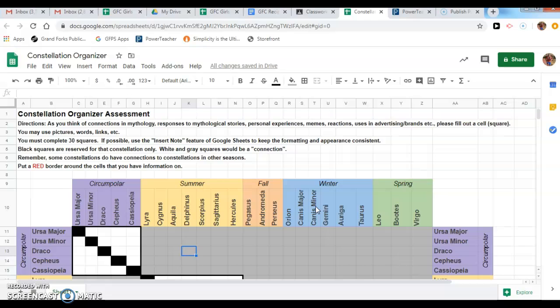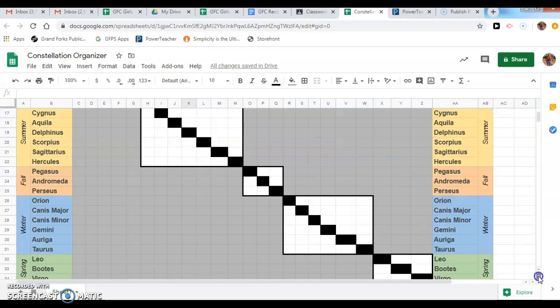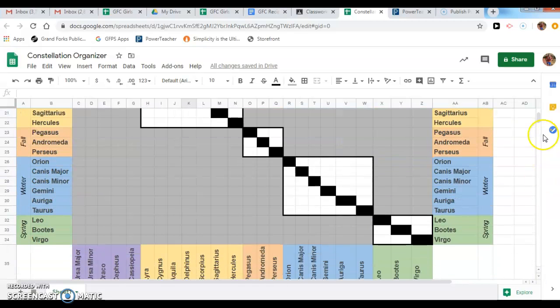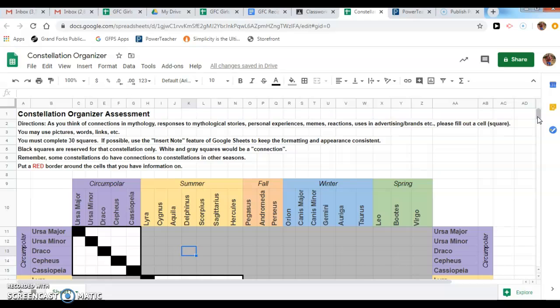Okay, you may use pictures, words, web links, anything there to show the information, and you must complete 30 squares, okay, which is not a ton, considering there's like 570 some squares here, okay. 30 is what we're looking at. If possible, use the note feature, insert note, to keep the formatting and appearance consistent.